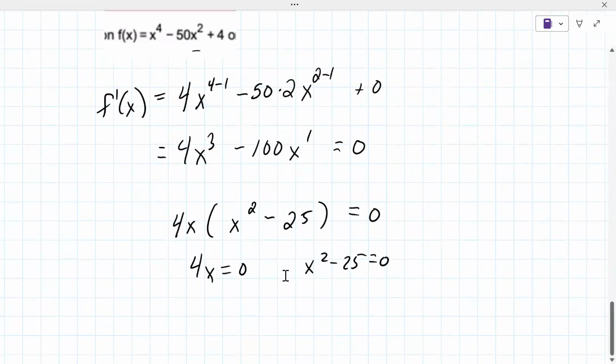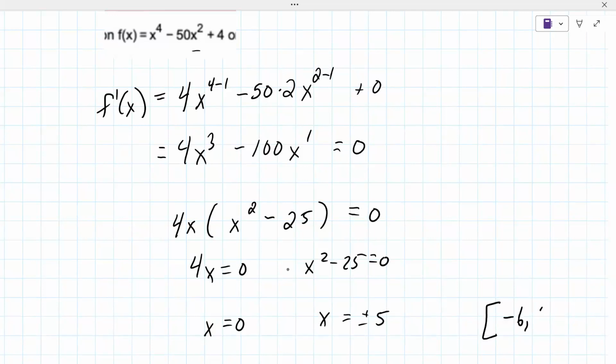Do you remember how to solve either of these equations? Okay. You divide by 4, then move the 25 over. There are two solutions to the one on the right. It's plus or minus the square root of 25. Be careful that you make sure you write down both of them. So it's plus or minus 5.